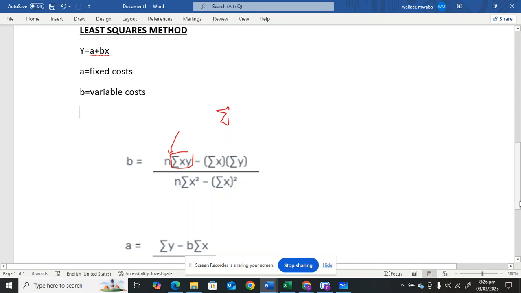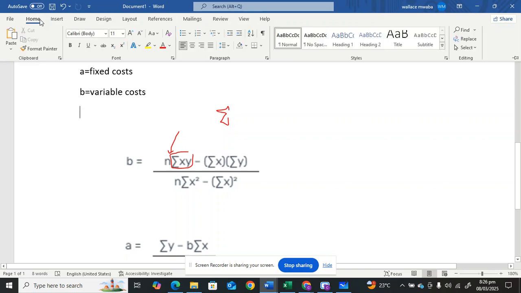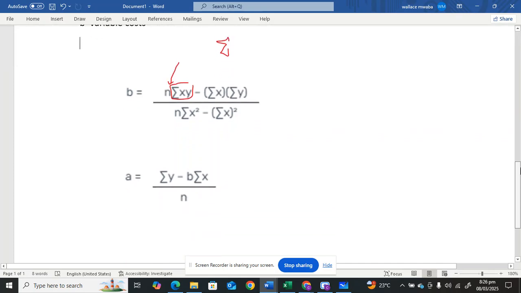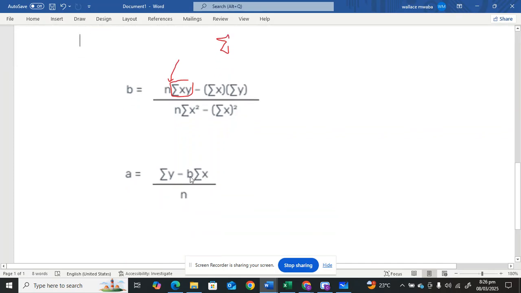So you always have to find your fixed costs first. Why? Because in the formula for the variable costs, you can see here B is your fixed costs here. And then here, summation of y, the total of your y values, summation of x, total of your x values. So that's how you interpret this formula. It's very important you know how to interpret this formula, where you see sigma, totaling up.